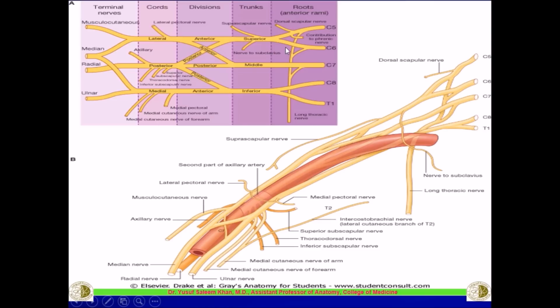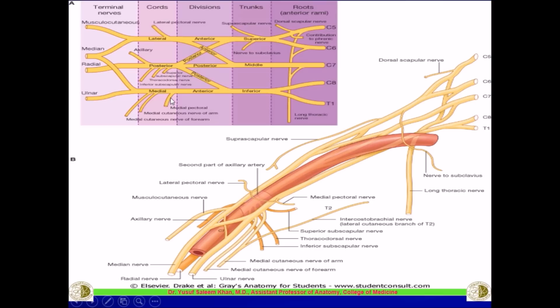Now coming to the branches which are coming from these three cords. From the lateral cord there are three branches: lateral pectoral nerve, musculocutaneous nerve as well as the lateral root of the median nerve. So these are three branches from the lateral cord.